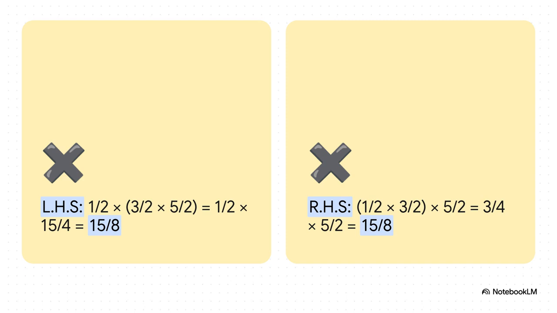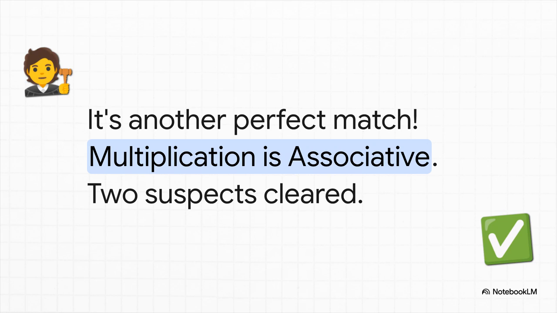Okay, now on the right side, let's group the first 2. 1 half times 3 halves is 3/4. And 3/4 times 5 halves also gives us 15/8. It's another perfect match. So the evidence is crystal clear. Multiplication is also a law-abiding operation. The verdict? Associative. That's 2 suspects cleared.